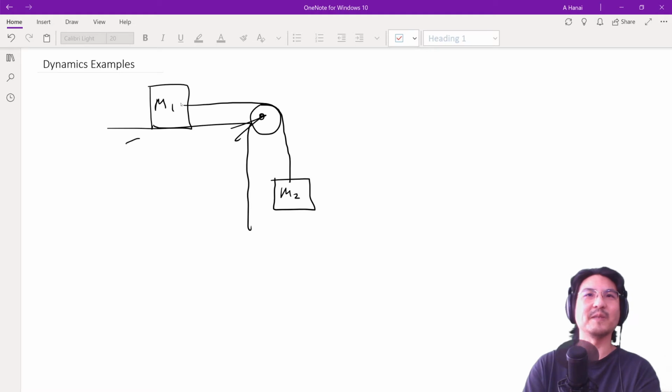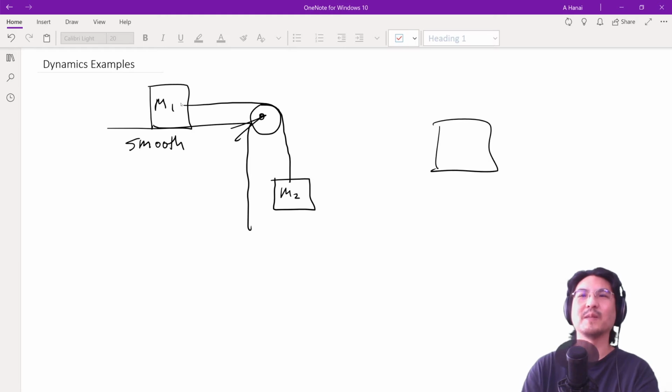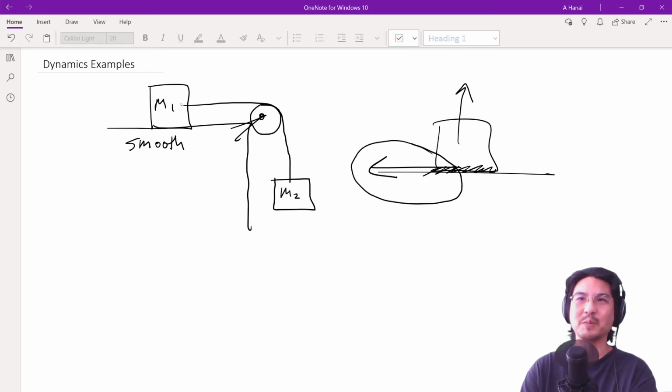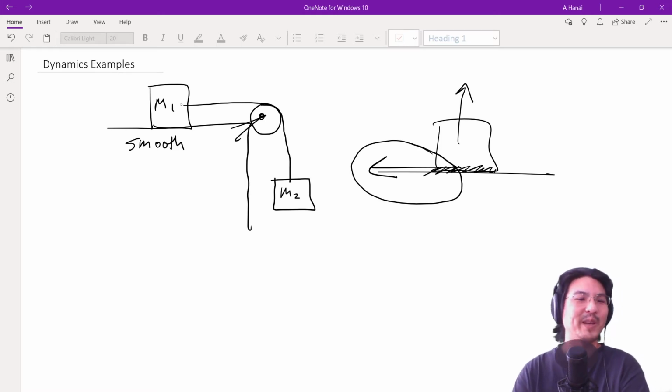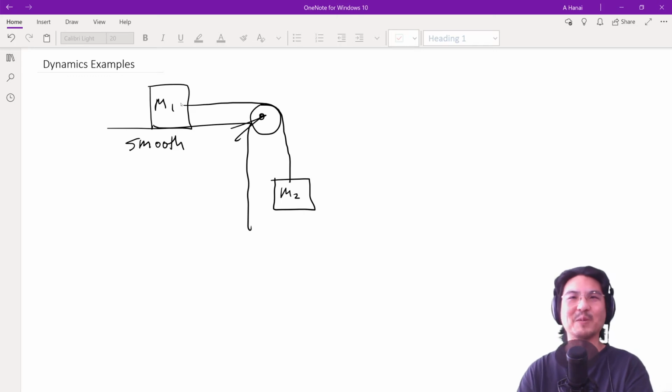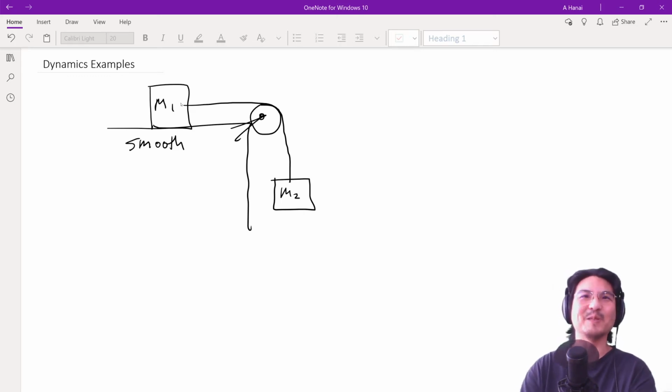Okay, and let's say this surface is smooth. Smooth means, normally for this block, there's a contact force, which decomposes into normal force and friction. If this friction component is negligible, we say the surface is smooth. So let's neglect friction this week. We'll talk about it next week. Okay, so this is smooth.